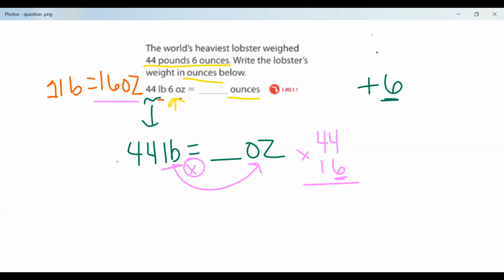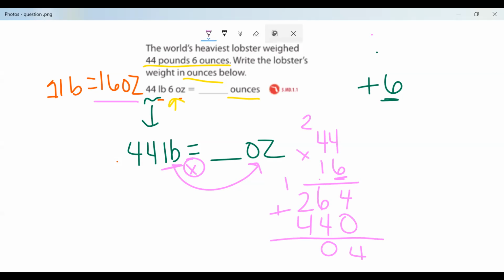So starting in the ones place, 6 times 4 is 24. Regroup my 2 up here, which is really a 20. 6 times 4 is 24 plus 2 is 26. I'm going to add my placeholder because this is not a 1, it's a 10. 1 times 4 is 4, and 1 times 4 is 4, and then I'm going to add these 2 up. 4, 5, 6, 7, 704.